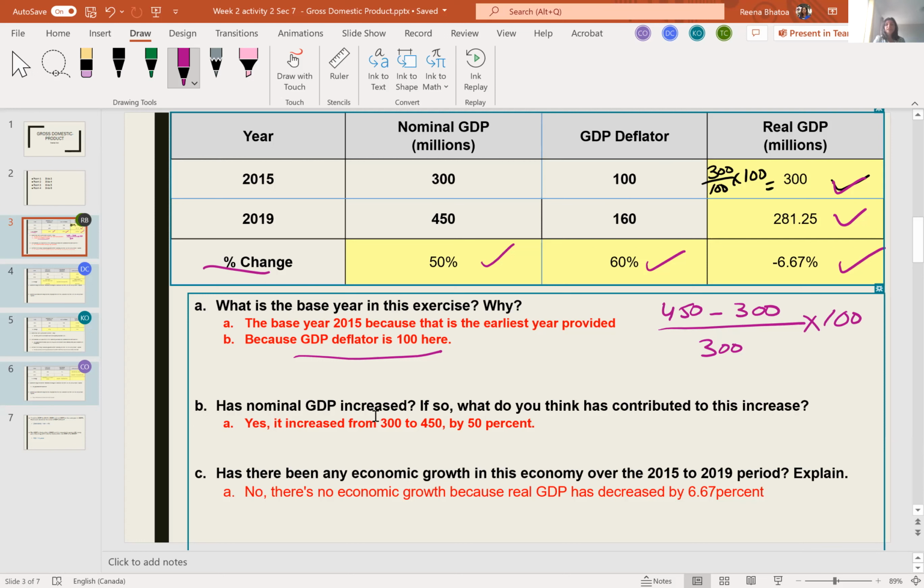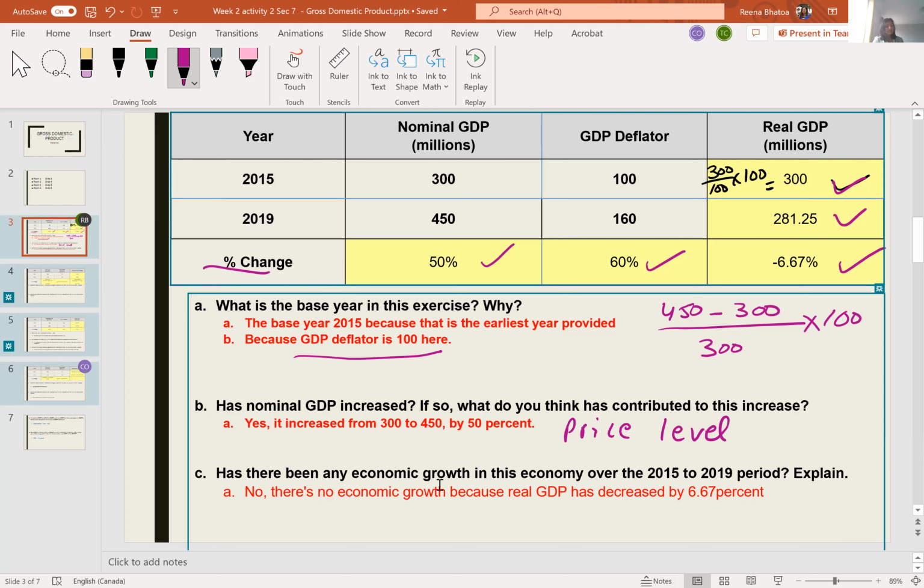Has nominal GDP increased? Yes, it has increased from 300 to 450, which is 50%. What has contributed to this increase? Price level has contributed to this increase because prices have increased by 60%. Only price level has contributed to this increase.